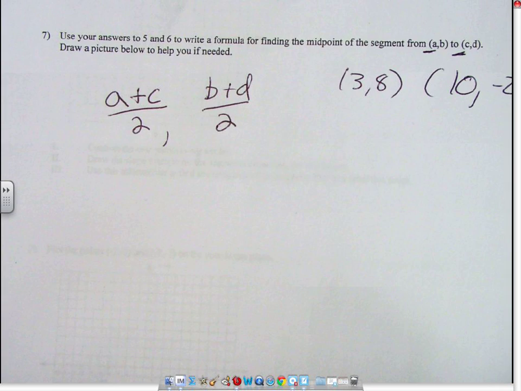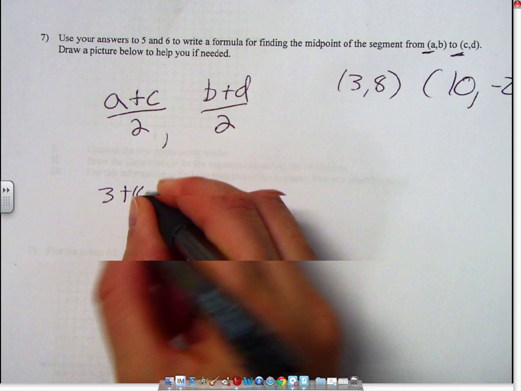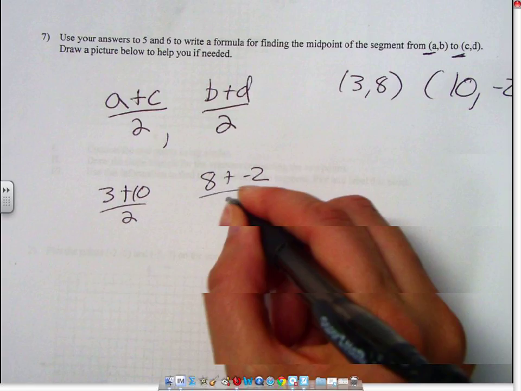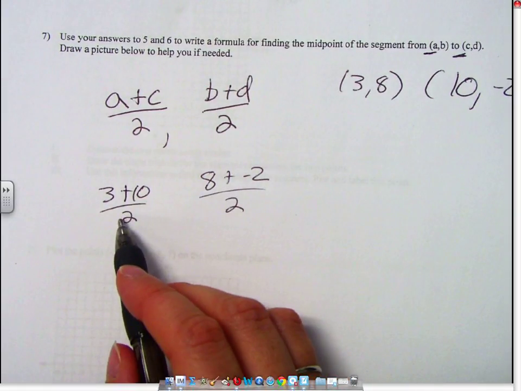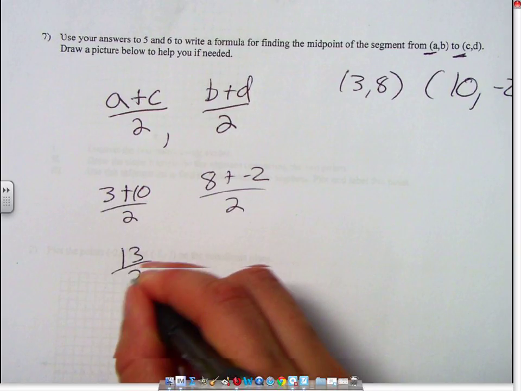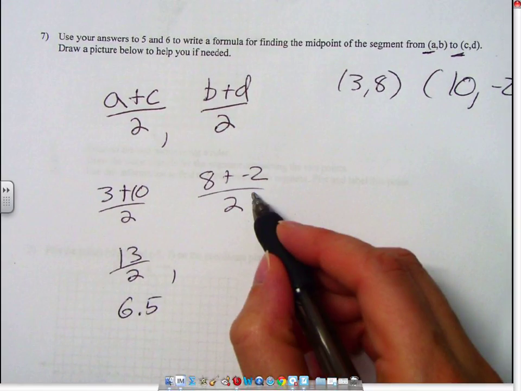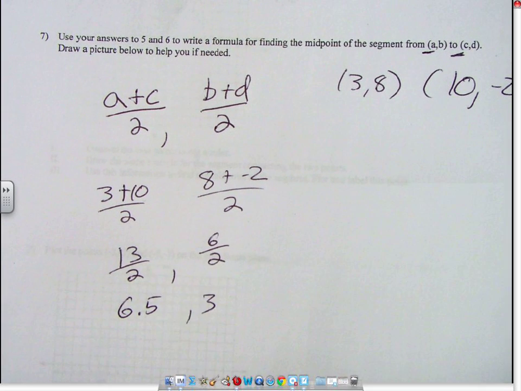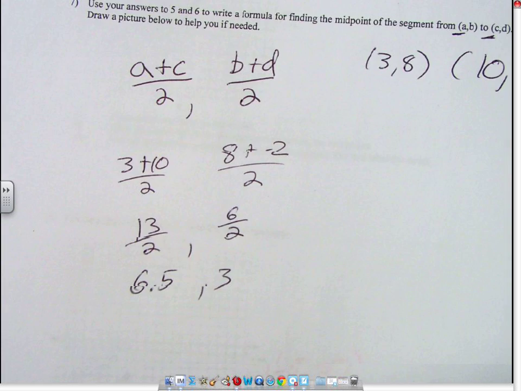Okay, so we're going to go 3 plus 10, divide that by 2. And we're going to do 8 plus negative 2 divided by 2. 3 plus 10 is 13. What's half of 13? 6.5. 6.5, good. What's 8 minus 2? What's 6 divided by 2? Okay, does that match our previous? Yeah. Okay, should we try one more just to make sure?